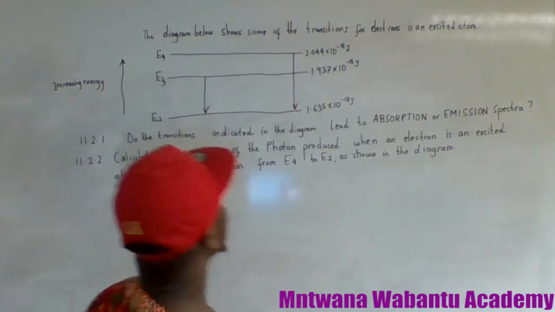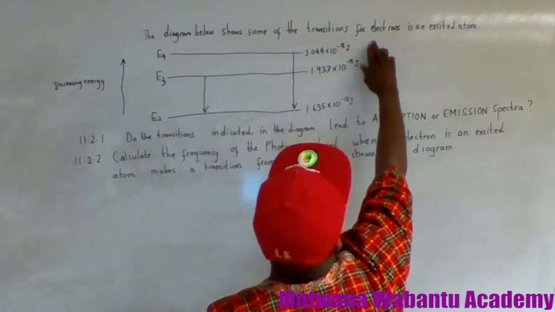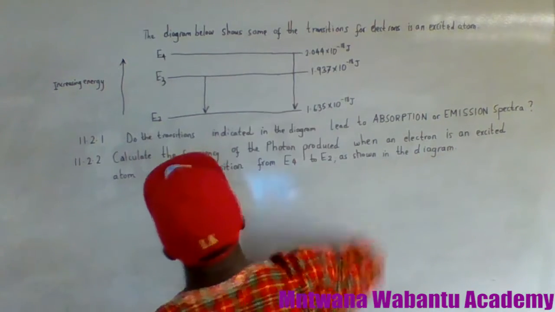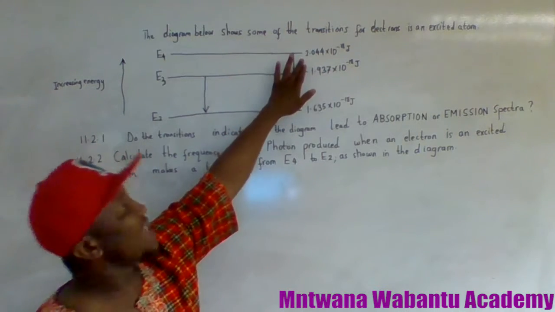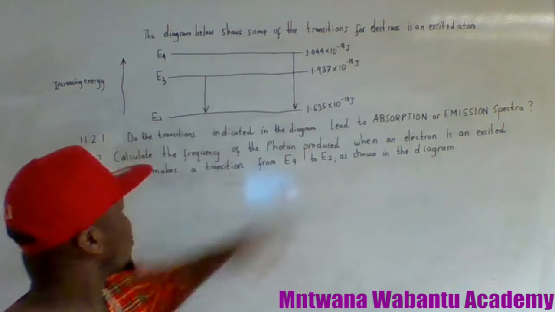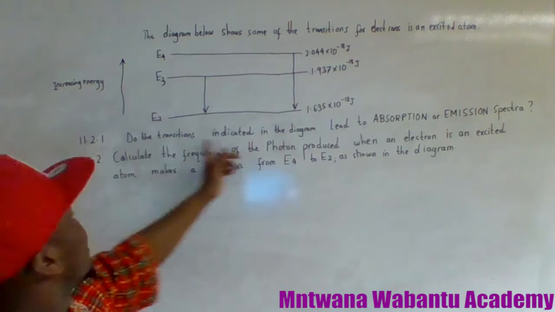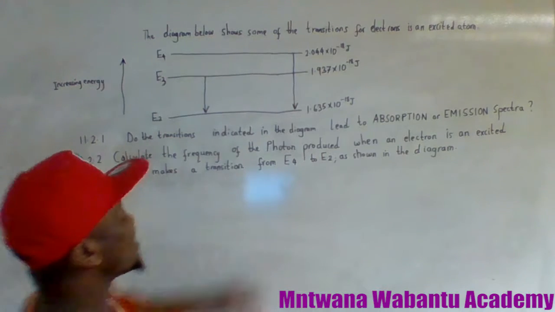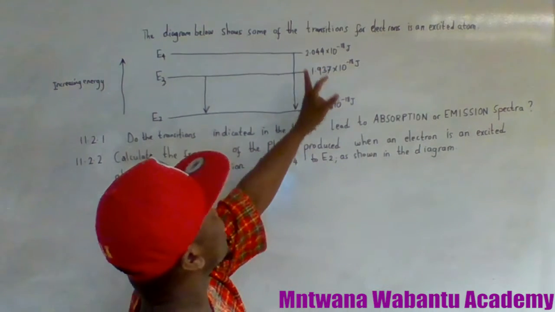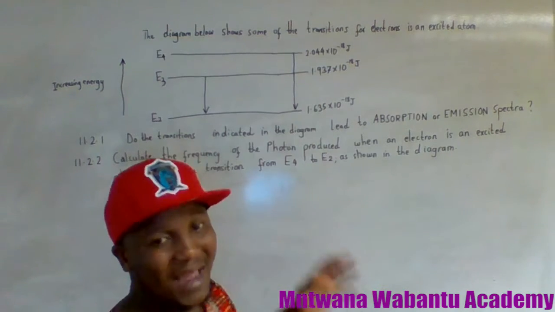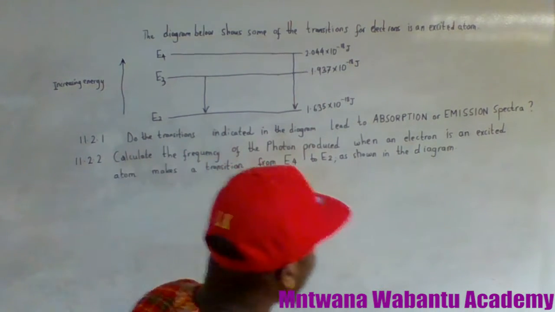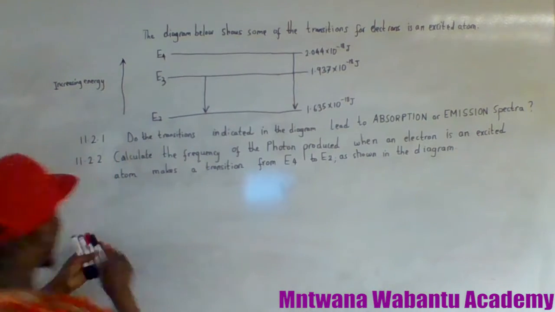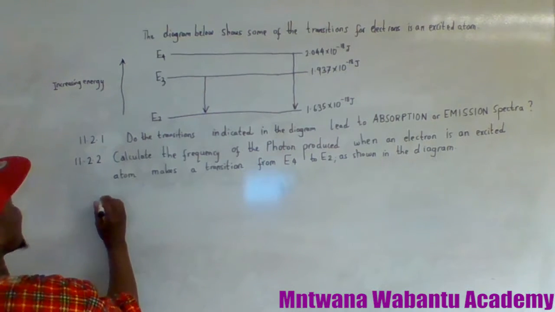But now, look here, it shows the transition of the electron. The electron moves from energy level 4 to energy level 2. See what I'm saying? So it moved from this energy level to this energy level. So what do they want? Do the transitions indicated in the diagram lead to absorption or emission? It's going to be emission. It means the electron is going to move from here to here, so some energy is going to be emitted. Some energy has to be released to reach here. So the first is going to be emission.